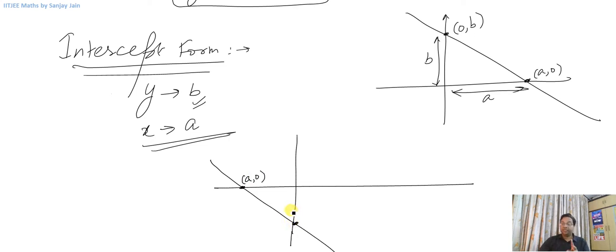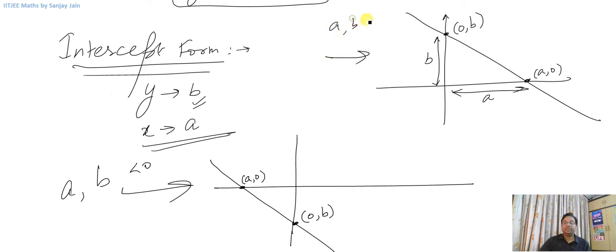And the y-intercept is given as b. We are talking about intercept, right? So the y-intercept is given as b, so this point will be 0 comma b. Now in this scenario, a and b are negative, right? And in this scenario, a and b are positive, because this is the positive side of the x-axis. I hope you got the idea. So you can derive this intercept form equation by this diagram or this diagram. It won't make a difference. You will arrive at the same equation.